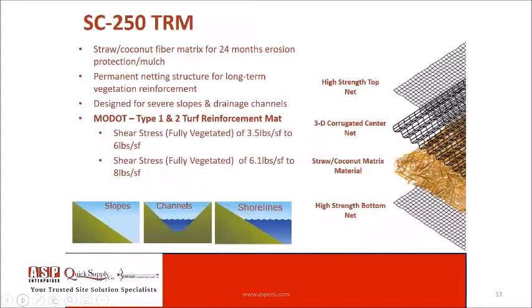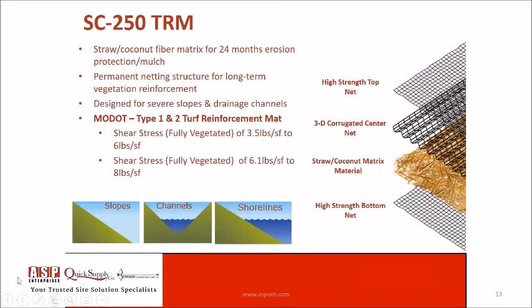The SC250 is the first one. It's kind of the least expensive of the three. It happens to be my favorite. I think it vegetates the best. The mixture of straw and coconut allows for new grass to grow up through it really well. It disappears the quickest, has 24-month life expectancy. And it has fixed a ton of things. It's my go-to thing when I get phone calls from people with erosion problems. It starts there and we move up.